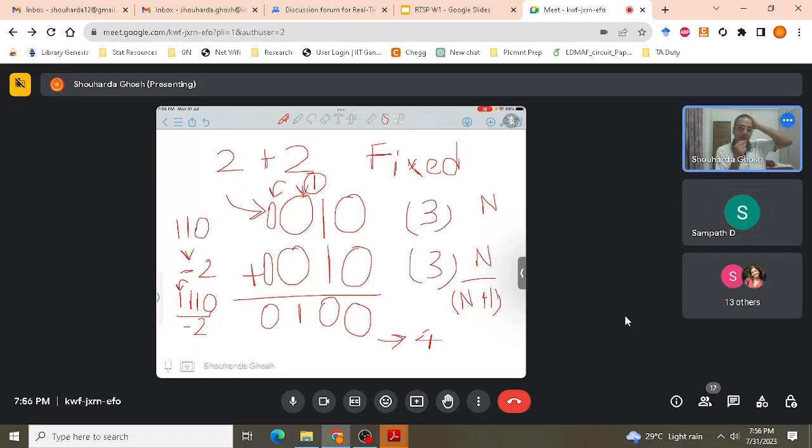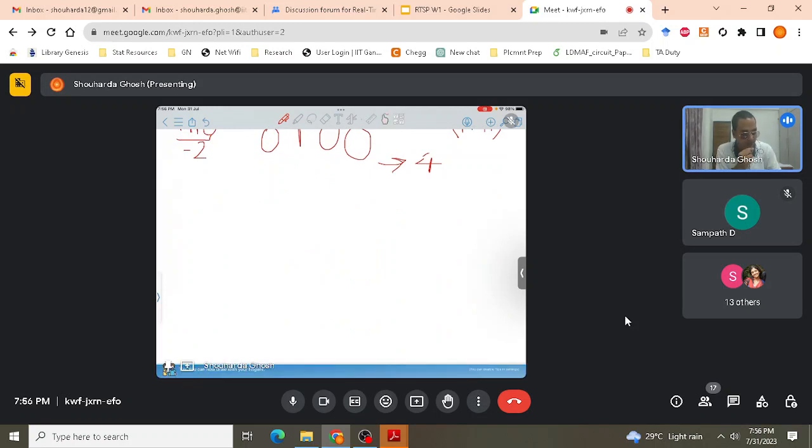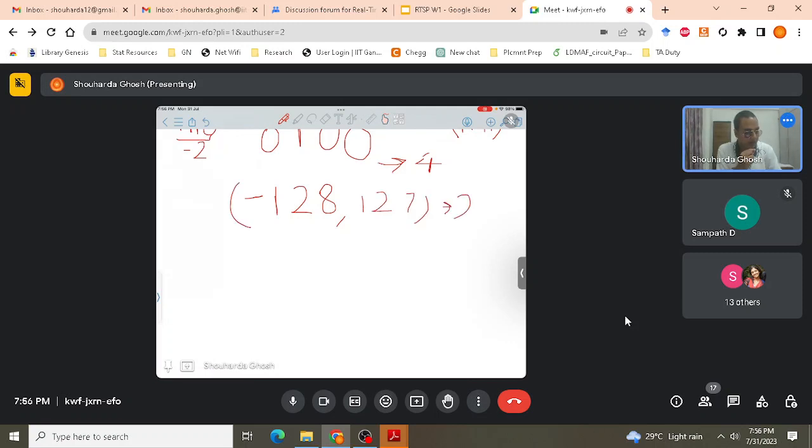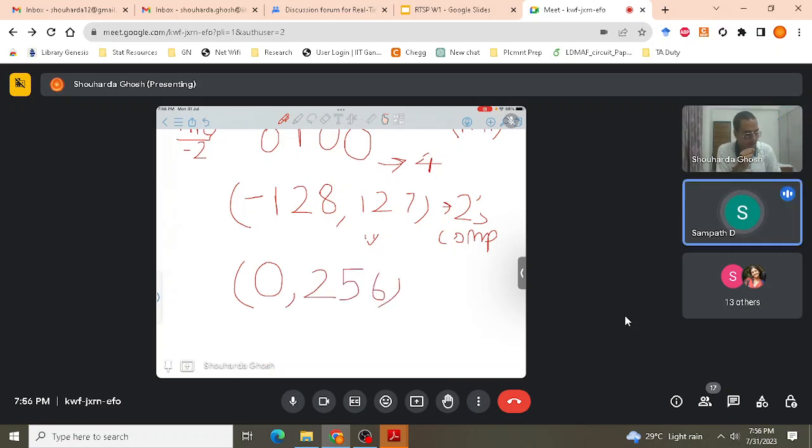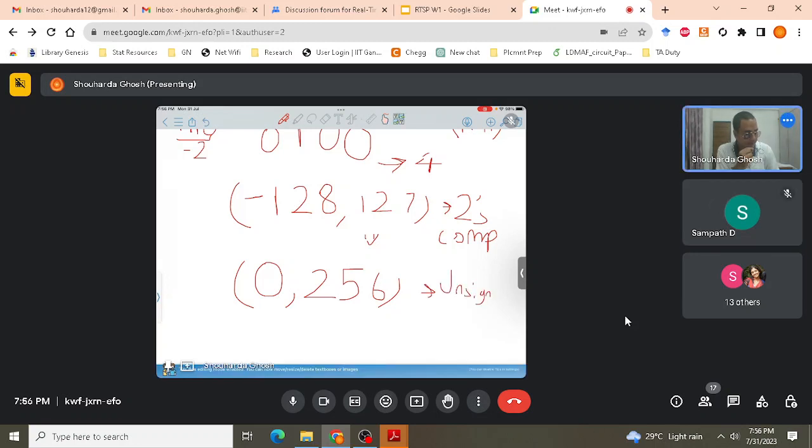Let me clear your point. When you mentioned minus 127, actually it should be minus 128 to 127. This is something called 2's complement, with 8 bits. The other one that you told was 0 to 256, isn't it the same that you were asking for? Yes. This is called the unsigned representation. What is happening over here is that the number of bits in both cases is fixed, and both of them are actually fixed point. This is not floating point.